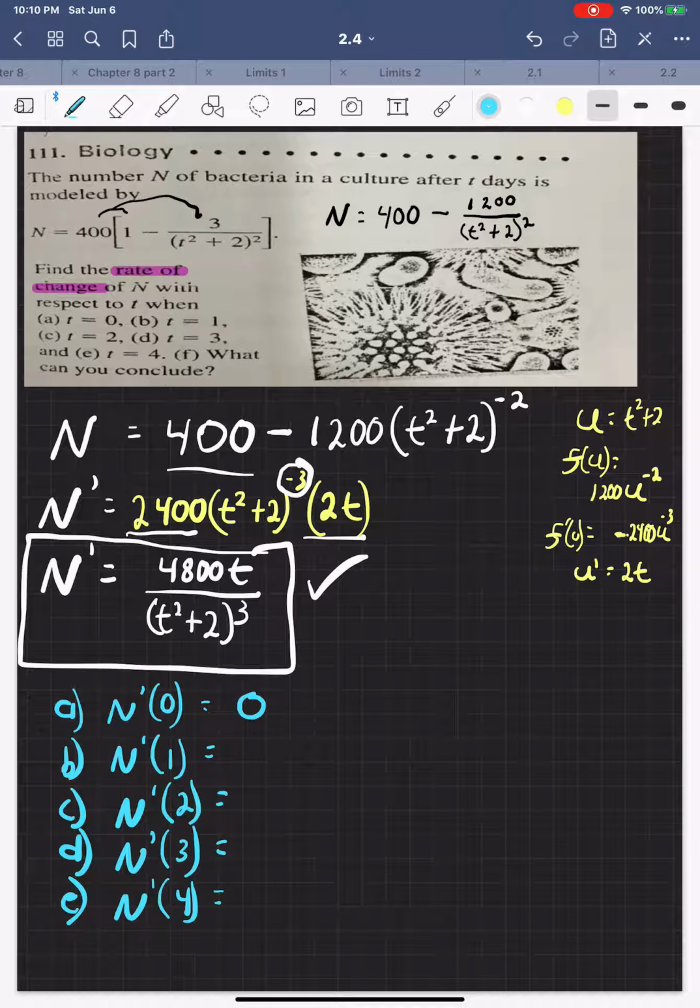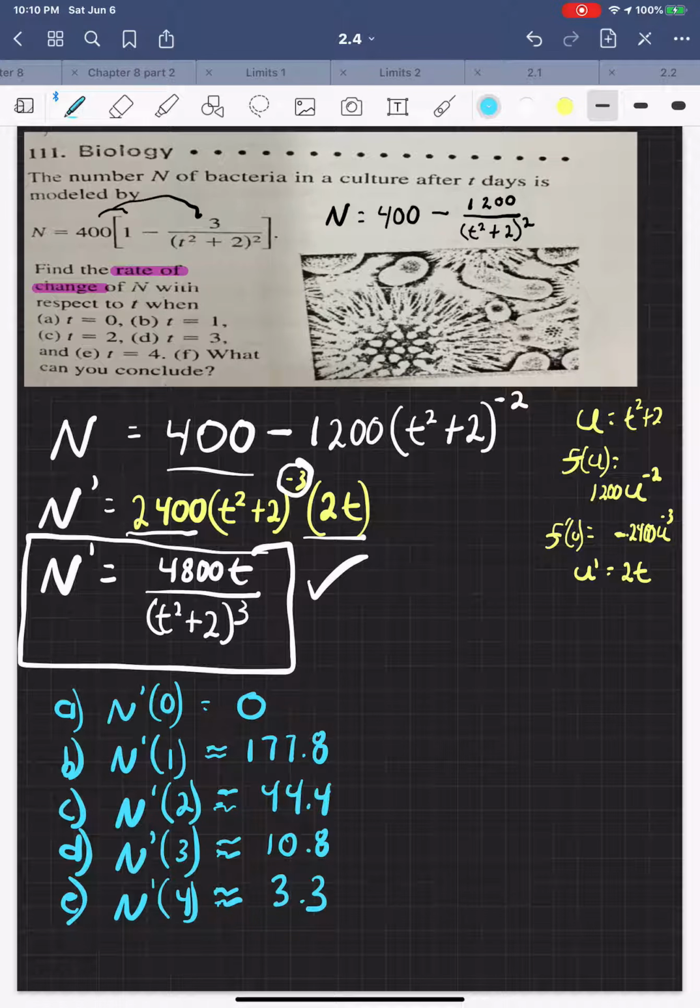N prime of 1. Now, again, you should use your calculator and double check. These are going to be just approximations, but just double check that I did my arithmetic correctly. I'm getting 177.8, 44.4, 10.8, 3.3. All of these are the change in bacteria per day.